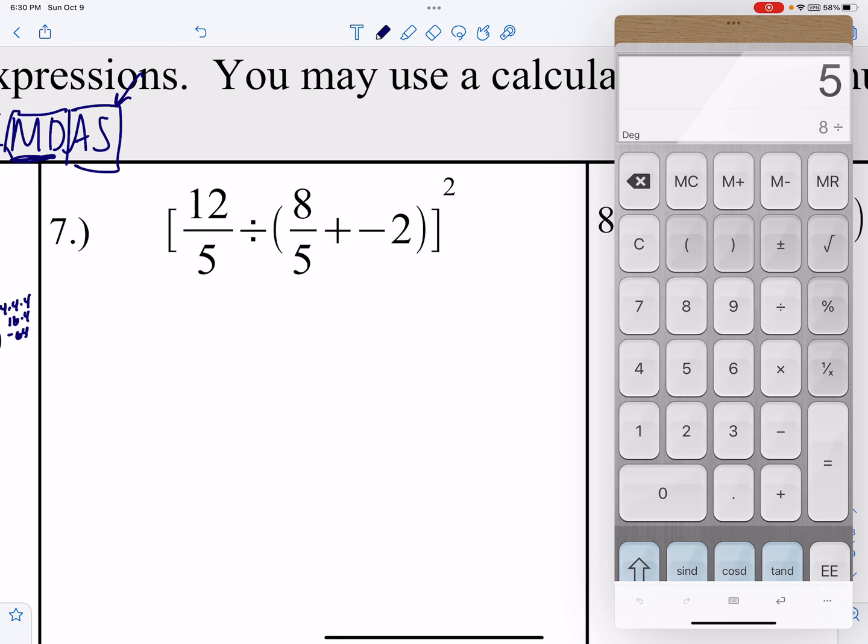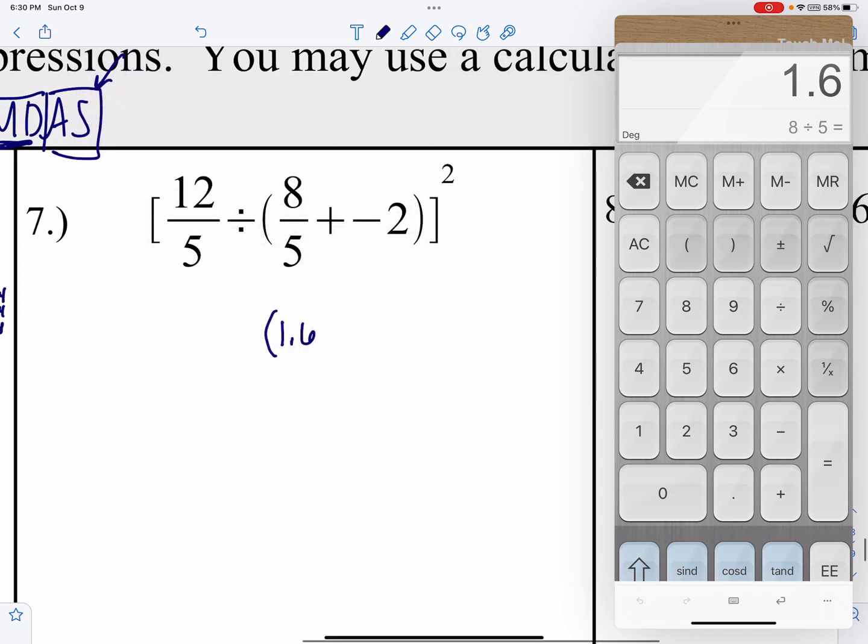So 8 divided by 5 actually is 1.6. So I'm going to do a little bit of rewrite here. Plus a -2 in brackets squared. And then let's see what 12/5 is. It is actually 2.4. So since these changed to decimals, we can go ahead and do this. If they were repeating or just never ending, then we need to keep them as fractions. But in this case, we don't need to.